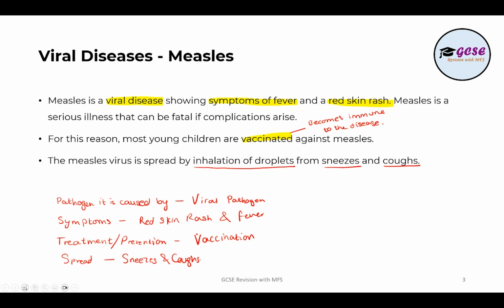Okay. Key bit. So it's caused by the viral pathogen, red skin rash and fever. Vaccination is your treatment or prevention, and it's spread by sneezes and coughs. Okay, so that's measles summed up.